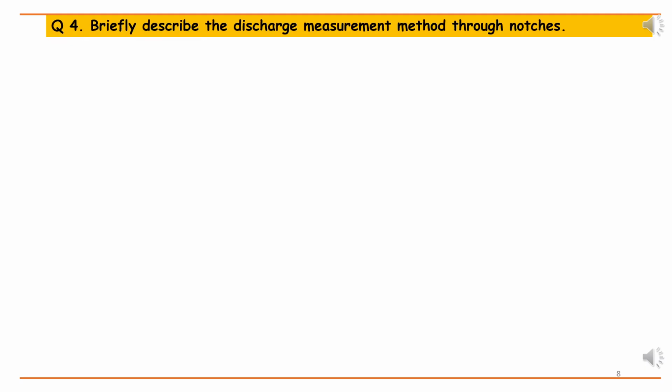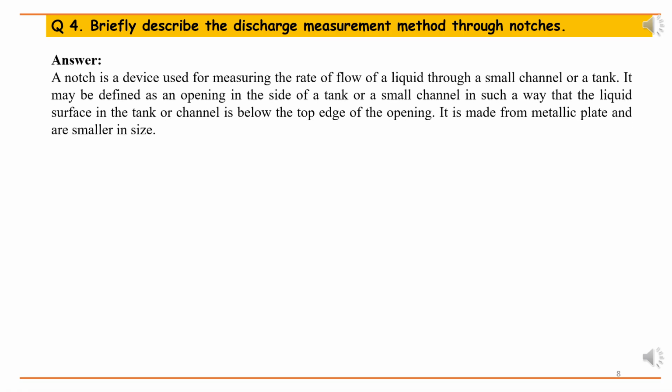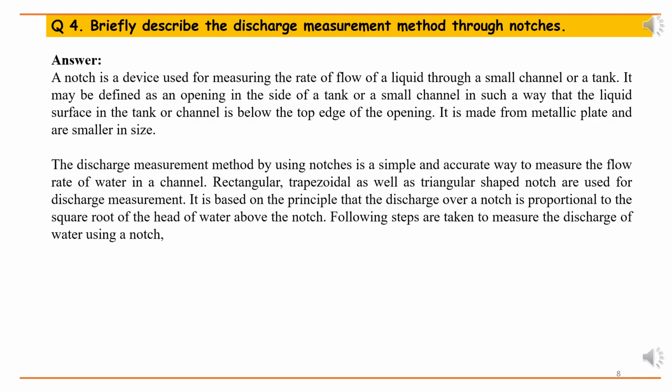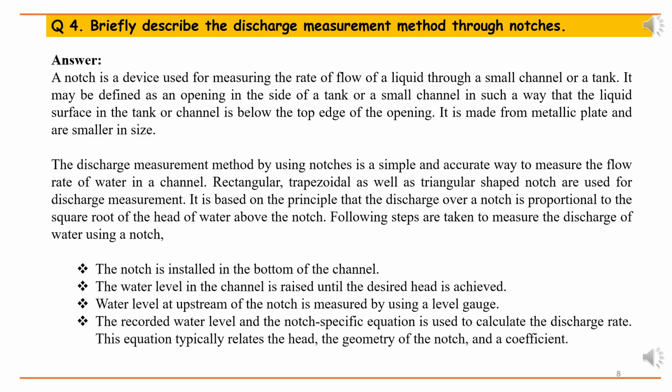4. Briefly describe the discharge measurement method through notches. Answer. A notch is a device used for measuring the rate of flow of a liquid through a small channel or a tank.